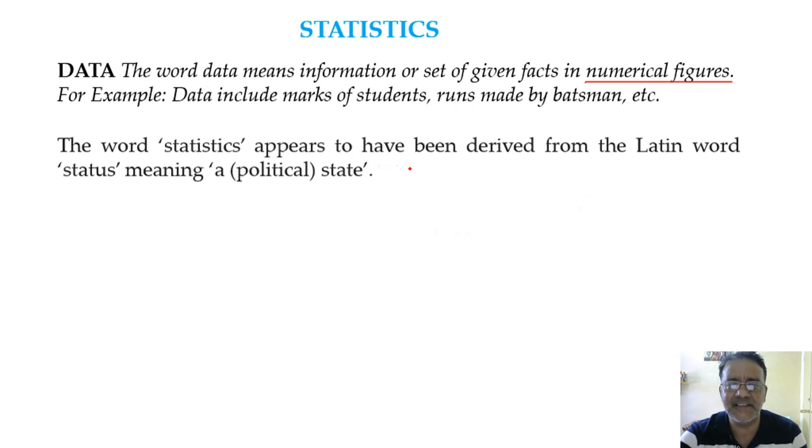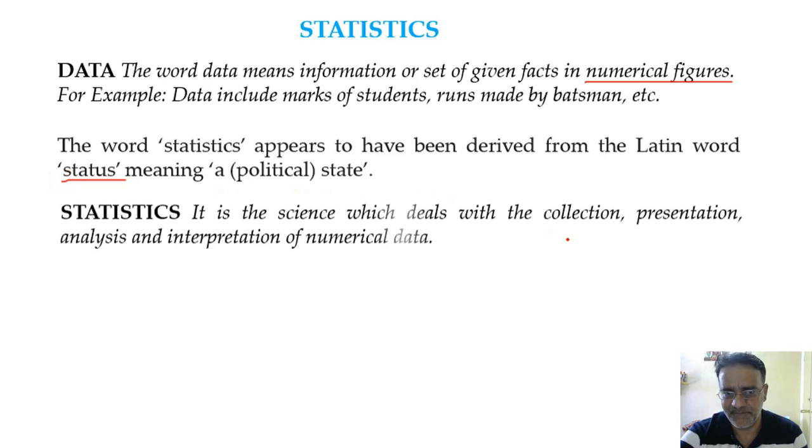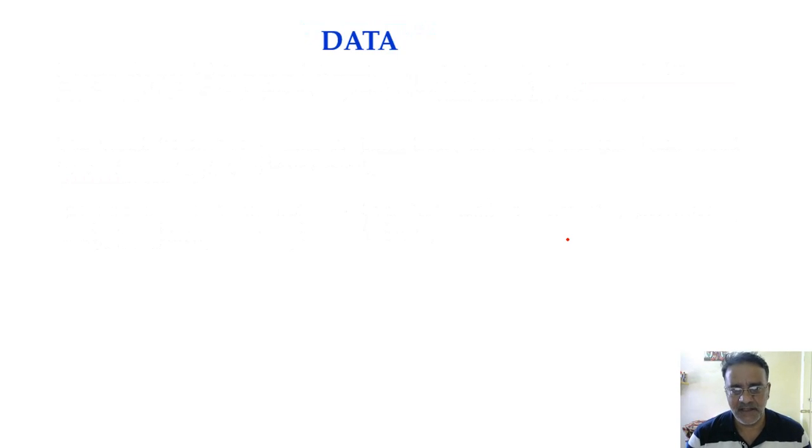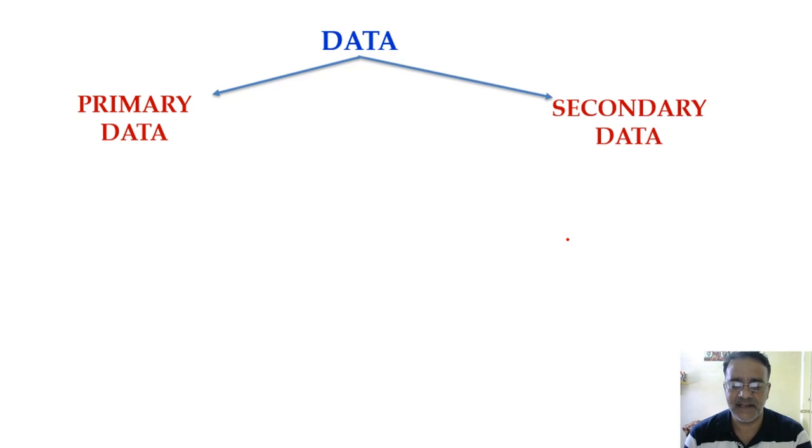The word statistics appears to have derived from the Latin word status, meaning a political state, but actually it is the science which deals with the collection, presentation, analysis and interpretation of numerical data. Okay, now we'll see the different types of data in the next slide. So there are two types of data. One is primary data and the second one is secondary data.